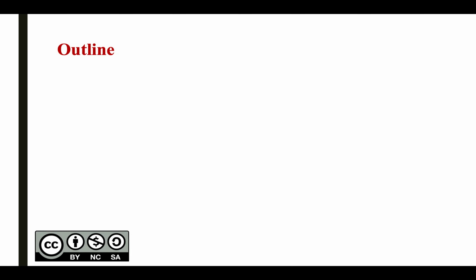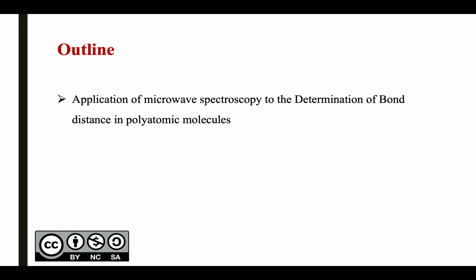Here is the outline. In this lecture, I'm going to cover only the application part of microwave spectroscopy. The application of microwave spectroscopy is to determine the bond distance in polyatomic molecules, which are molecules that have more than two atoms in them. So how to calculate the bond distance between two atoms, that is the application of microwave spectroscopy. That's what we are going to see in this chapter.